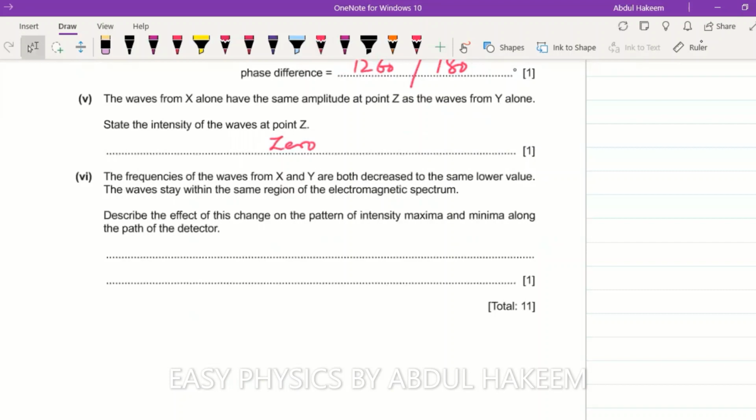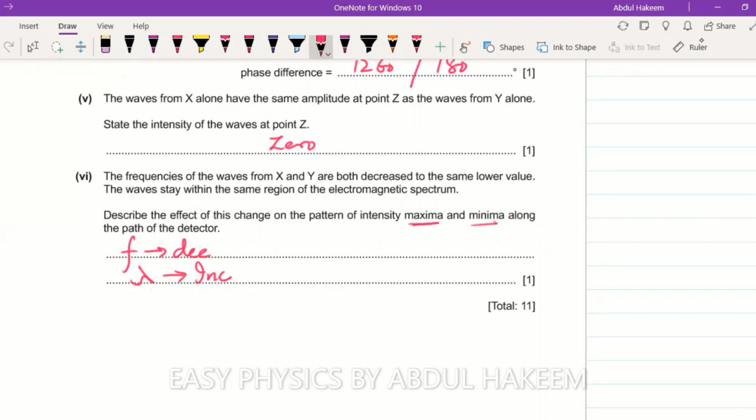Now the next: the frequencies of the wave from X and Y are both decreased to the same lower value. When frequency decreases, wavelength increases. The waves stay within the same region of the electromagnetic spectrum. Describe the effect of this change on the pattern of the intensity maxima and minima, meaning constructive and destructive interference.